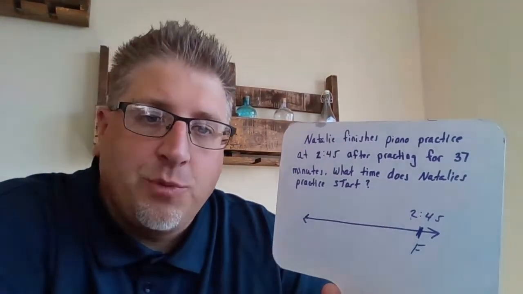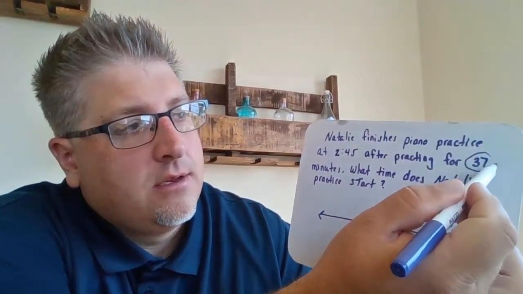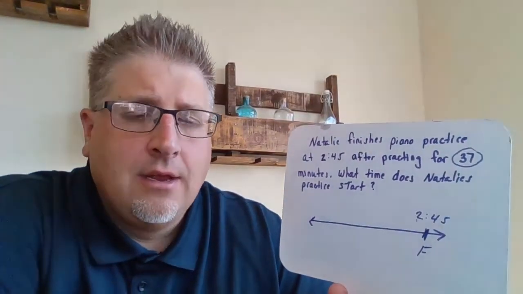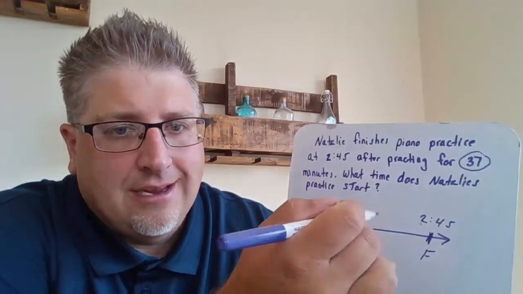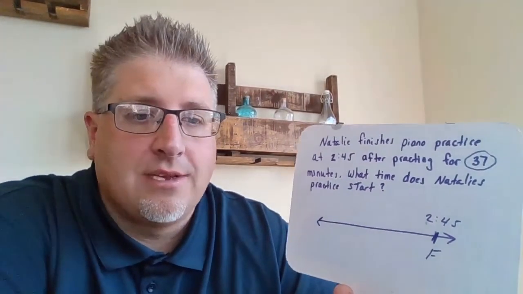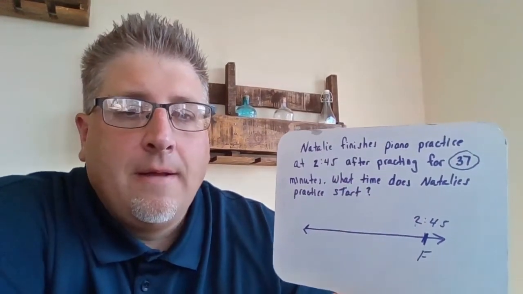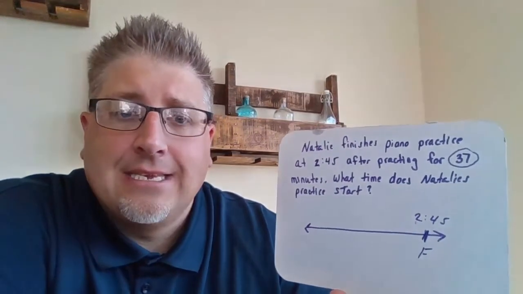All right. How much do we have to go back? You guessed it. We have to go back 37 minutes. Okay. Now I could sit here and I could tick that out. 37. And maybe that's how you want to solve it. That's okay. I'm going to make things a little bit easier for me. 37 is made up of tens. There's some tens in there, right?